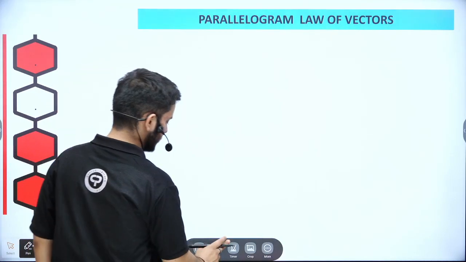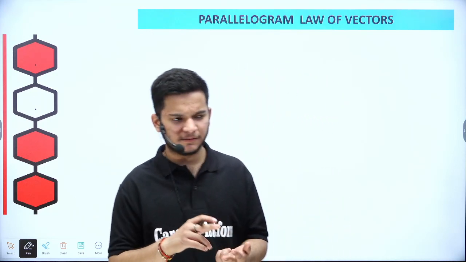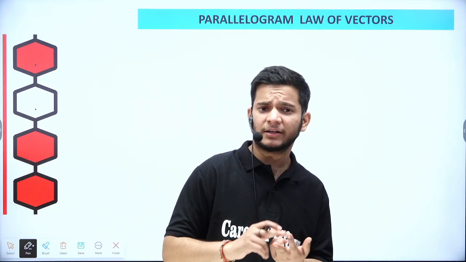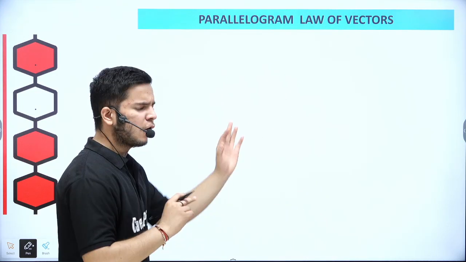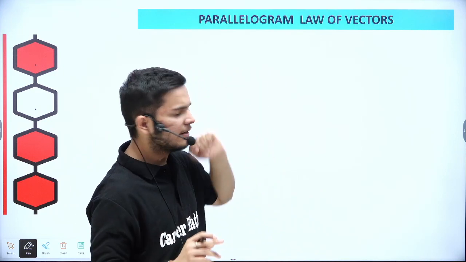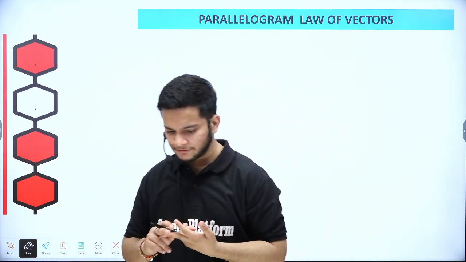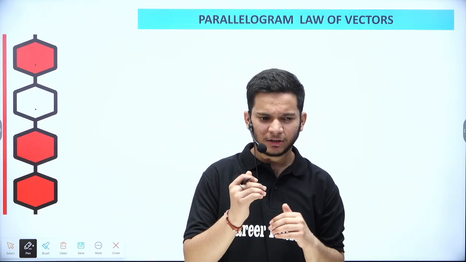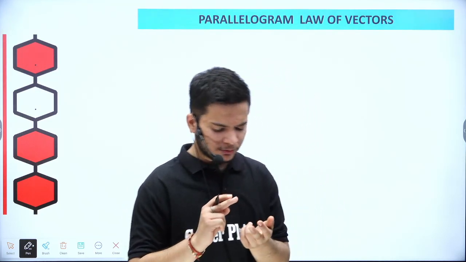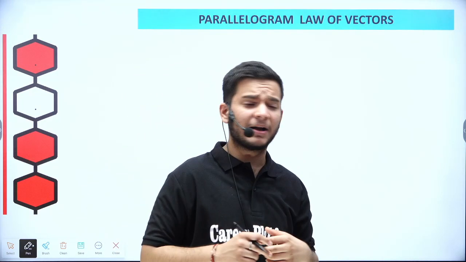Okay, so now we have discussed vectors, what are scalars, polar vectors, co-initial vectors, null vectors, equal vectors, and almost all kinds of vectors. And we have discussed the triangle law. Now the parallelogram law. These two laws are very important. From this chapter, your examiner or teacher mostly asks questions from these two topics: first the triangle law of vectors, and second the parallelogram law of vectors.